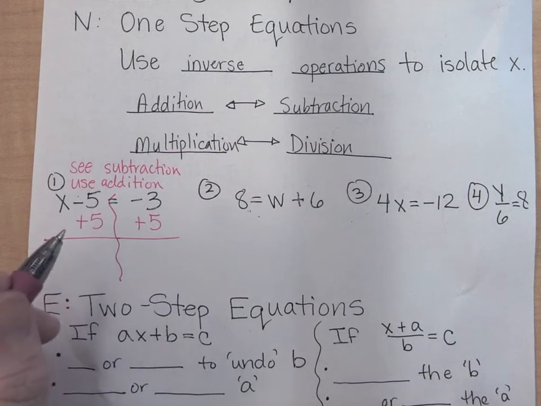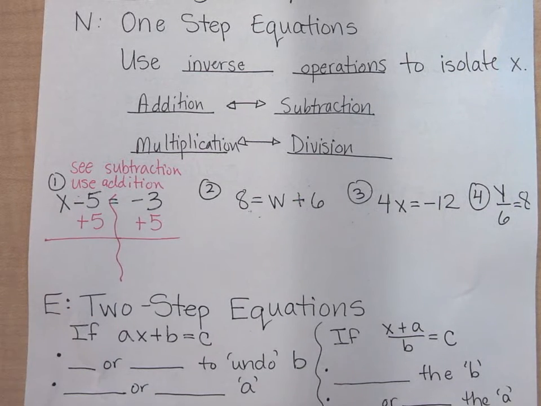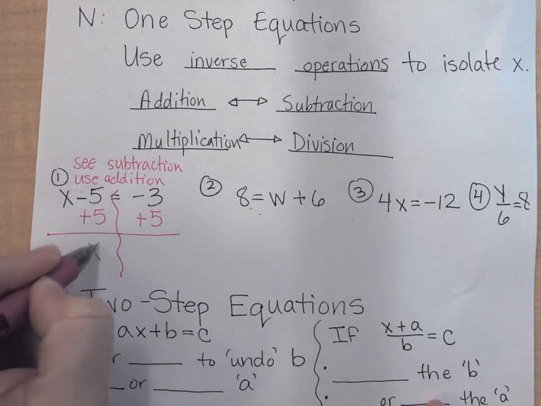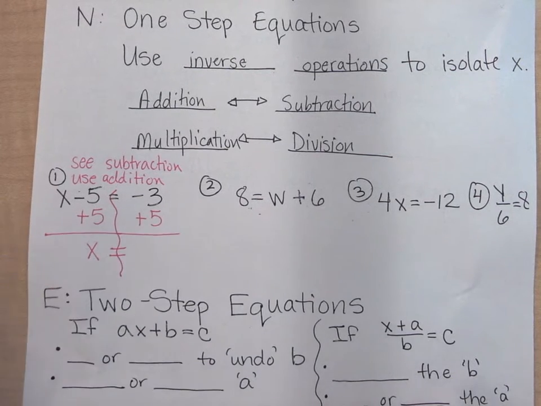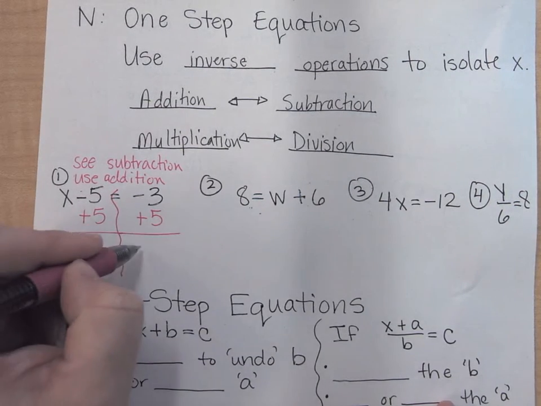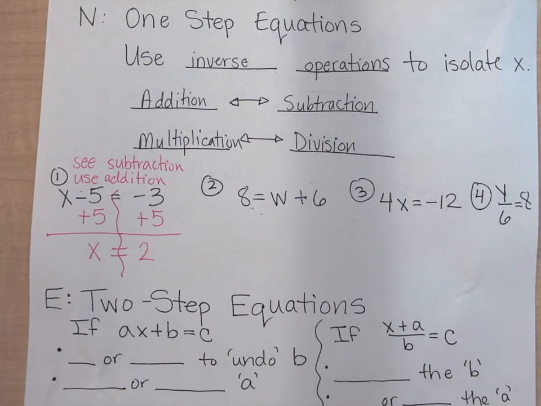Once we add and subtract the same thing, it becomes eliminated because it goes to 0. So on the left, we're just left with x is equal to, and then negative 3 plus 5 is going to be 2. Okay? So that's solving a one-step equation. When we see subtraction, we use our addition. Okay?